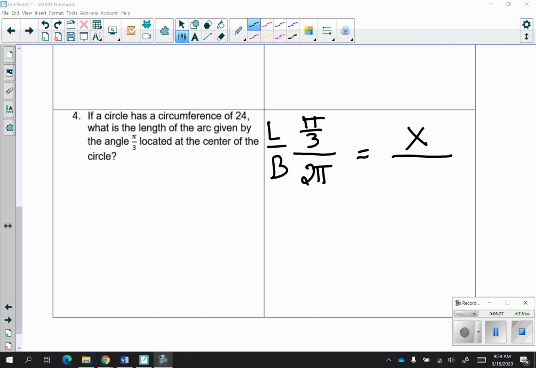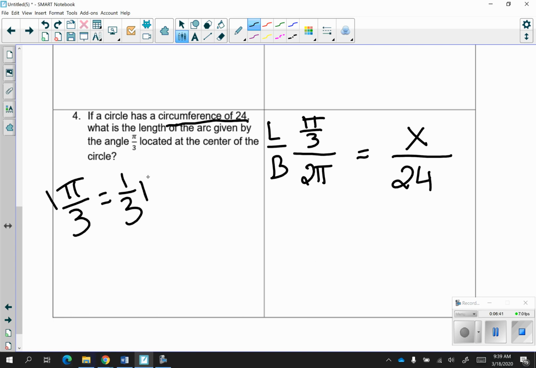Well, this was lucky. They told us the circumference of the circle was 24, so I didn't need to use any formula. Now, when you see pi over 3, keep in mind that there's really a 1 there. So this might be easier for you to see as 1/3 pi. We're going to do the same thing.